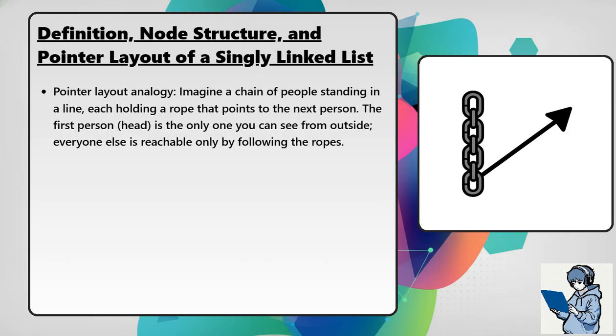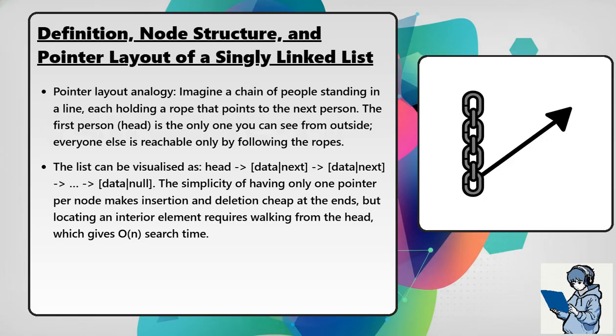Pointer layout analogy: imagine a chain of people standing in a line, each holding a rope that points to the next person. The first person, head, is the only one you can see from outside. Everyone else is reachable only by following the ropes. The list can be visualized as head → [data | next] → [data | next] → ... → [data | null]. The simplicity of having only one pointer per node makes insertion and deletion cheap at the ends, but locating an interior element requires walking from the head, which gives O(n) search time.